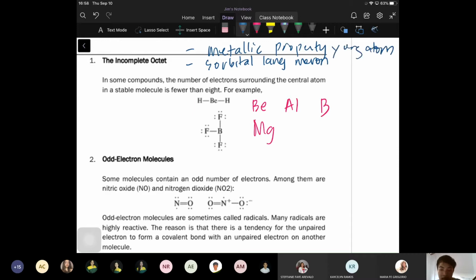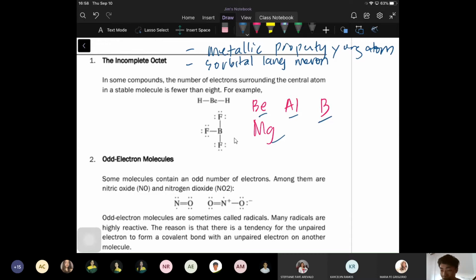So, which atoms have metallic properties? Boron, aluminum, beryllium, magnesium. They won't follow the octet. They're like metals, so they refuse to follow it. We can see this in examples like beryllium and boron.